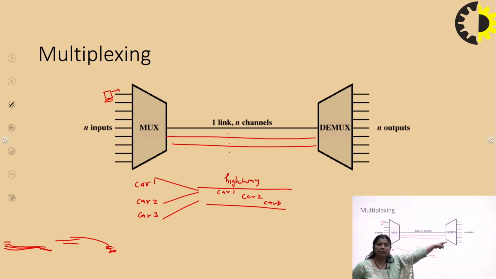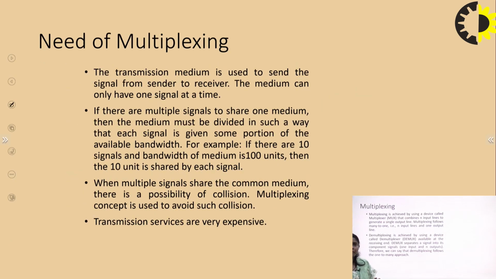And at the demultiplexer end, or receiver end, the multiple signals that were combined are separated and the desired outputs are obtained.